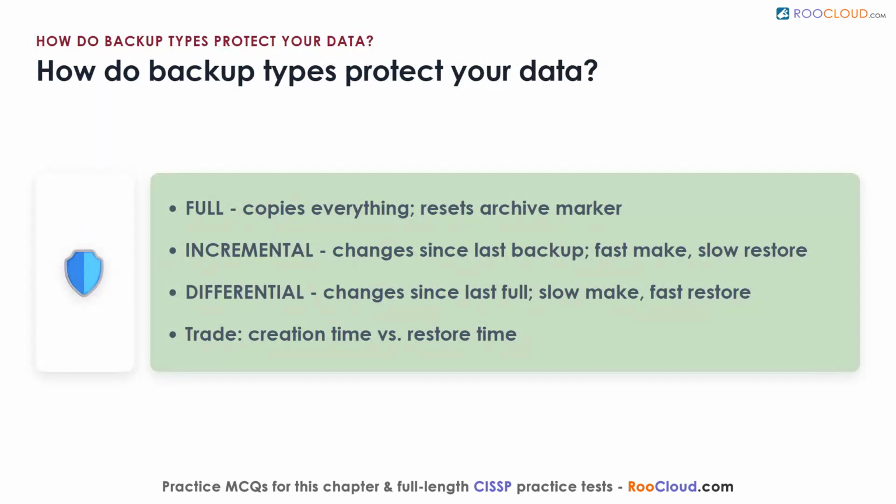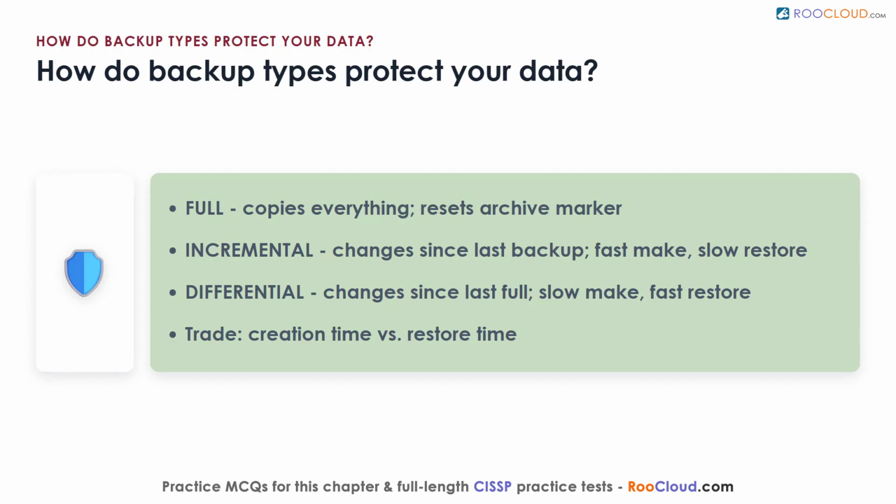How do backup types protect your data? Backups are your last-ditch copies, and there are 3 kinds worth knowing cold. A full backup copies everything and resets the archive marker on each file. An incremental backup grabs only what changed since the last backup of any kind, then resets the marker, so it is quick to create but slow to restore, since you replay the full plus every increment in order. A differential backup grabs everything changed since the last full backup and leaves the marker alone, so it grows larger but restores fast, needing only the full plus 1 differential.